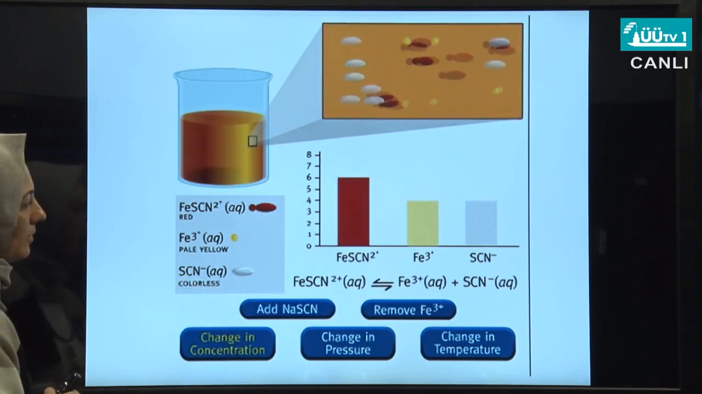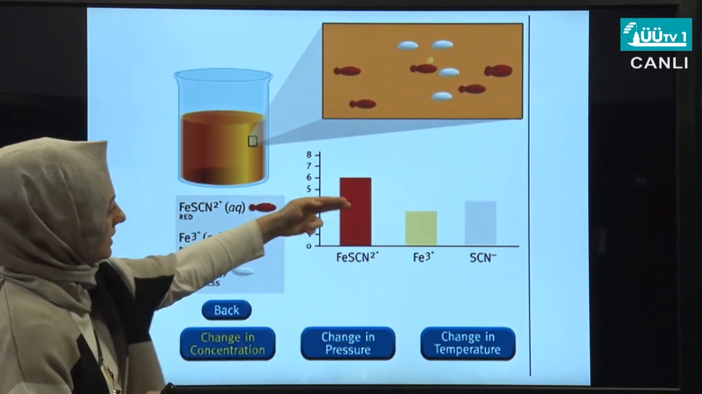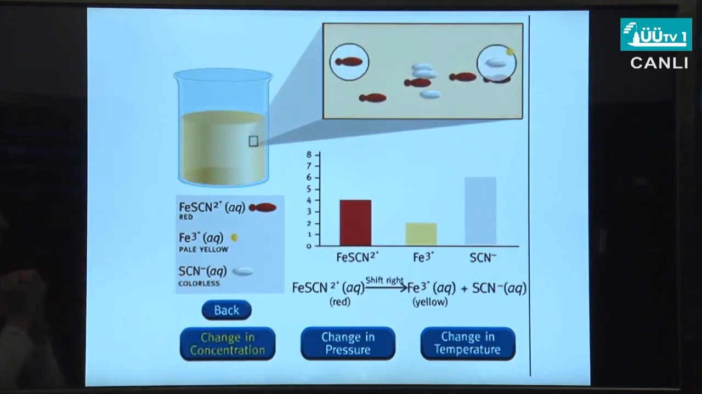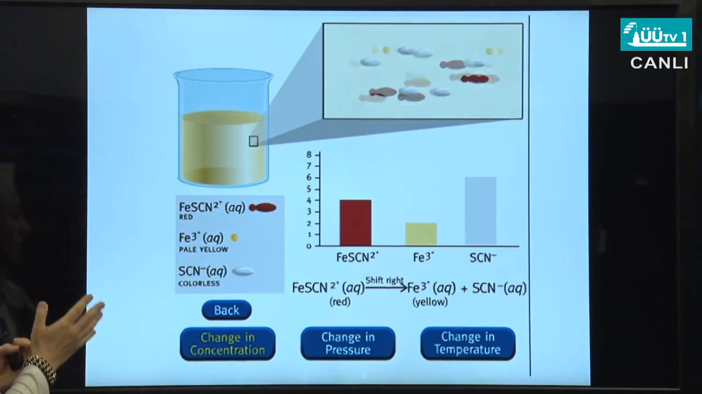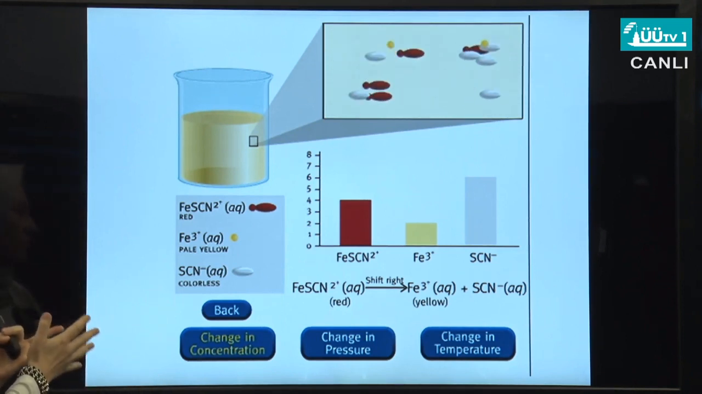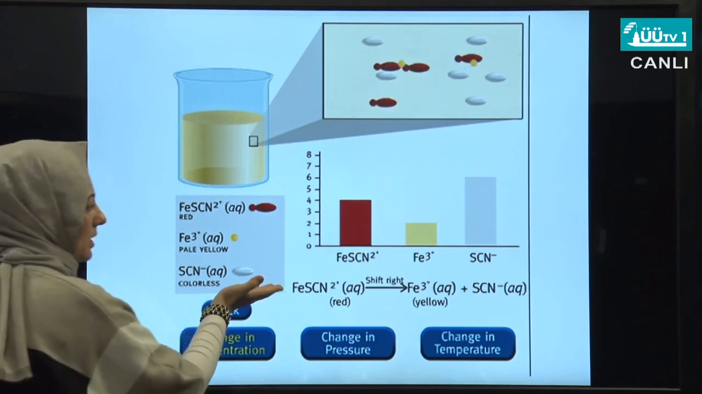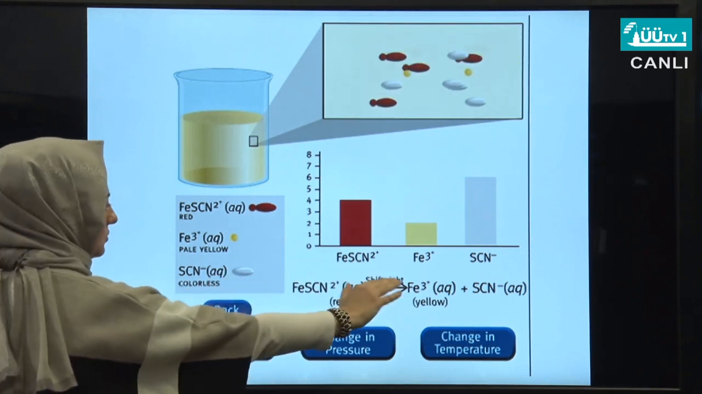And how about if we remove some iron plus 3 ions? You see, I'm removing from the medium some iron plus 3. But what will happen this time? The equilibrium will be maintained, or the system will try to offset this change by forming more iron plus 3 ions. That's why it will shift to the right.